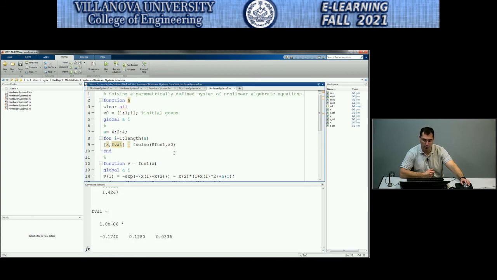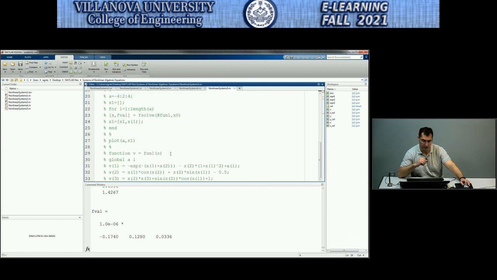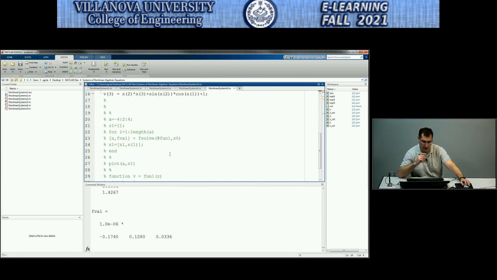This is how you solve nonlinear algebraic equations that are parametrically defined, which means that there is a parameter that takes several values, and for each value you need to solve that system of equations. This is the structure that you need to use in order to handle any kinds of projects.